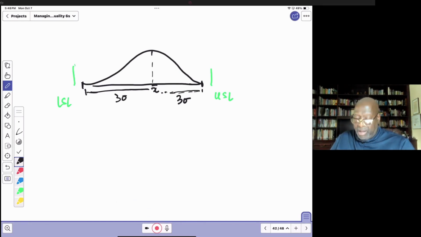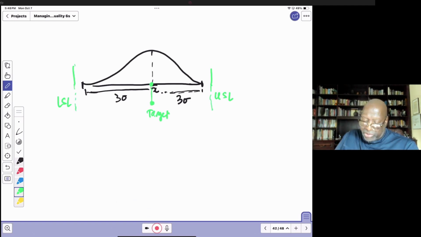All right. So as you could see, let's assume that the target for our specs happens to be the same as the mean itself, right? So this is our target right here. So what I will do is I will just bring this down just so that I could draw some lines so that you could see here.